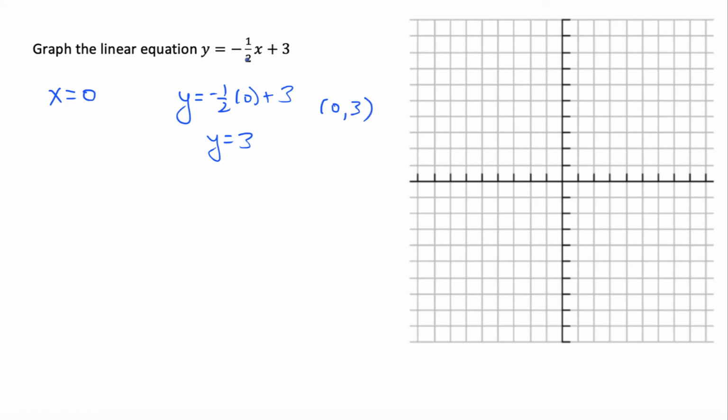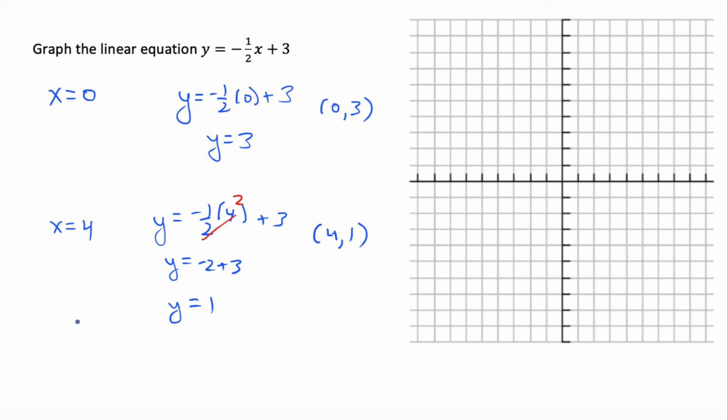Now, once again, because I see the fraction with the denominator of 2 here, I'm just going to pick even values. I'm not going to pick like 1 or 3 because then I'm going to end up with fractions, which we can deal with. But let me just pick something like 4. When I plug in 4 for x, you notice that in this case, we can reduce this. 2 goes into 4 twice, so that's negative 1 times 2, which is negative 2, plus 3, and that just gives us 1. So this ordered pair is 4, 1.